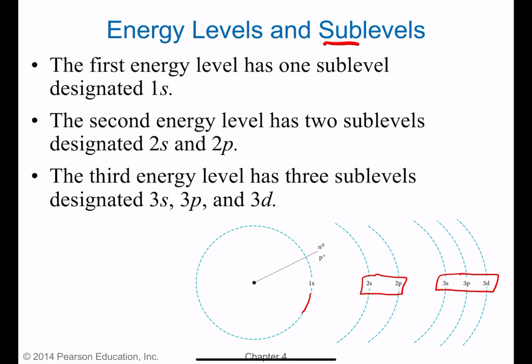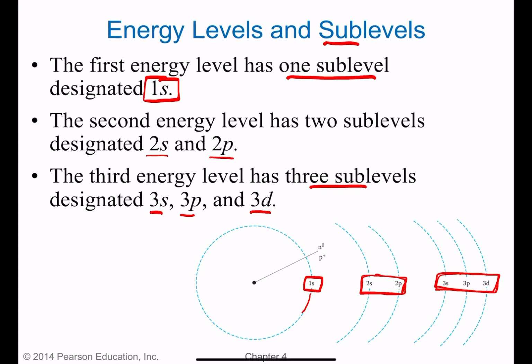Now, this first level, what they've called 1s right here, that's the first energy level, and it has just one sublevel, and we call it 1s. The second energy level has two sublevels, which we call 2s and 2p. And then the third energy level has three sublevels, and we call them 3s, 3p, and 3d. And there's a fourth level, fifth level, sixth level, and so on.